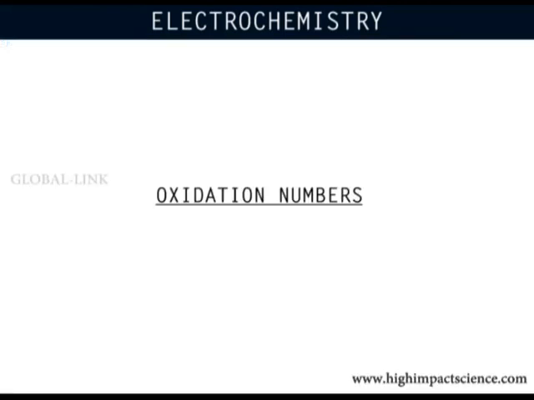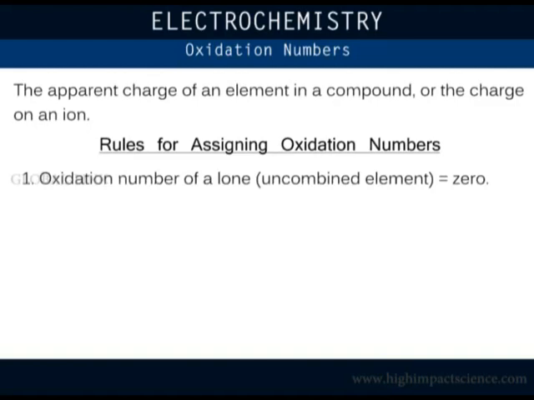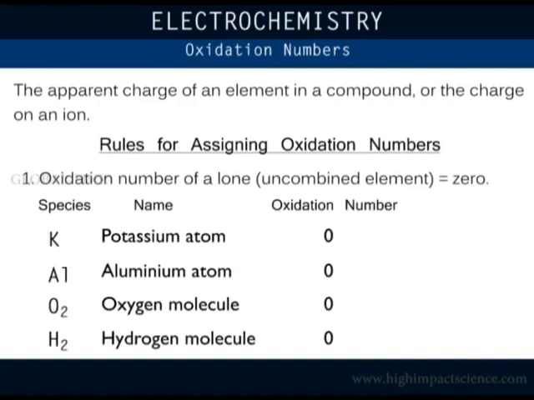In order to understand redox reactions and the loss and gain of electrons, we need to understand oxidation numbers. The oxidation number is the apparent charge that an element has in a compound or the charge on an ion. Now, here is a set of rules for assigning oxidation numbers. Number 1, the oxidation number of any lone or uncombined element is 0. The same applies to molecules of the same atoms. And so potassium, aluminium, oxygen and hydrogen all have an oxidation number of 0.